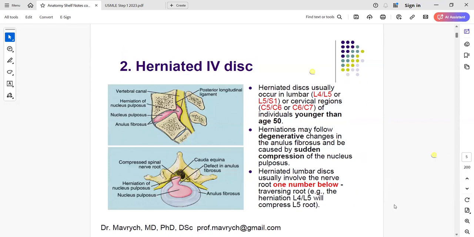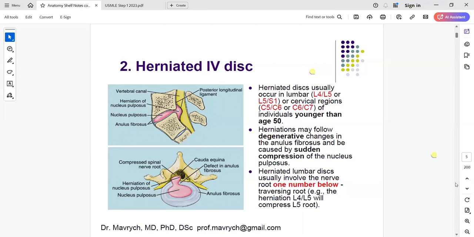All right. Herniated disc. Obviously, they ask you what is the most common area of the herniation. So it's L4, L5, L5S1 in the lumbar region, right? In the cervical region, it's different. It's C5, C6, C6, C7, usually in younger people. Now, what causes herniation? Obviously, degenerative changes. This is the most common cause of herniation. All right. So this is the most common cause which they ask you. They do not ask you anything apart from this.